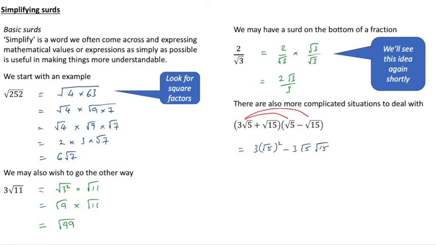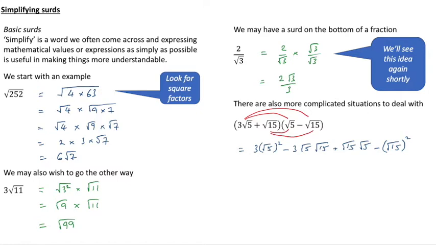That gives us, for 3 root 5 times root 5, 3 root 5 squared, and for 3 root 5 times minus root 15, minus 3 times root 5 times root 15. Then we have to do the end of FOIL, so we do the inner ones, root 15 times root 5, and the last ones, root 15 times minus root 15, and that gives us root 15 times root 5, take away root 15 squared. Now we've still got plenty of work to do, as you can imagine.